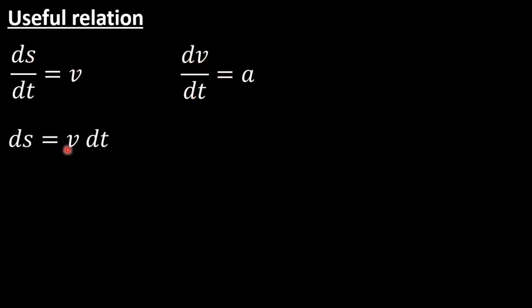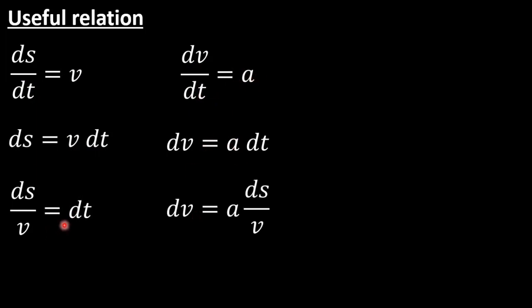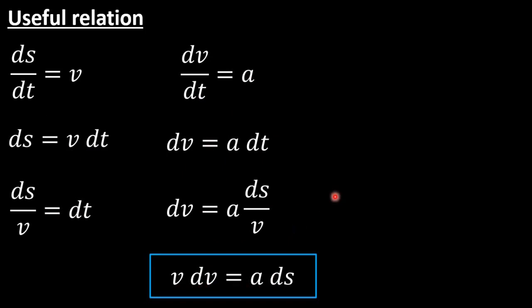Then what I can do is take this equation ds/dt, multiply both sides by dt to get ds equals v times dt, then divide both sides by v to get dt, rearrange this for dv by multiplying both sides by dt to get that, and then if I substitute dt into there, I get that, and then multiply both sides by v to get this. So we've got v dv equals a ds, and that is useful for us for later on.